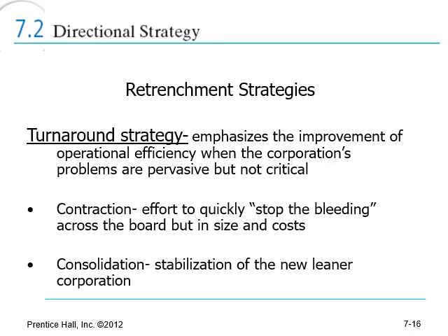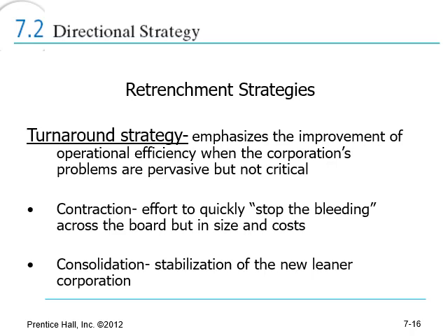All of them, they said what? The turnaround strategy emphasizes the improvement of operational efficiency when the corporation's problems are pervasive but not critical, right? Not critical. Sometimes we say, stop the bleeding. Okay? Stop the bleeding in cost. So they go for what? Improving their performance by cutting costs and expenses, right?